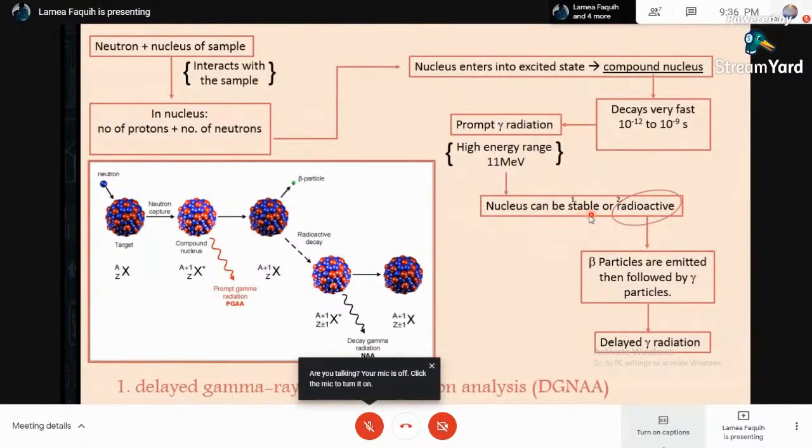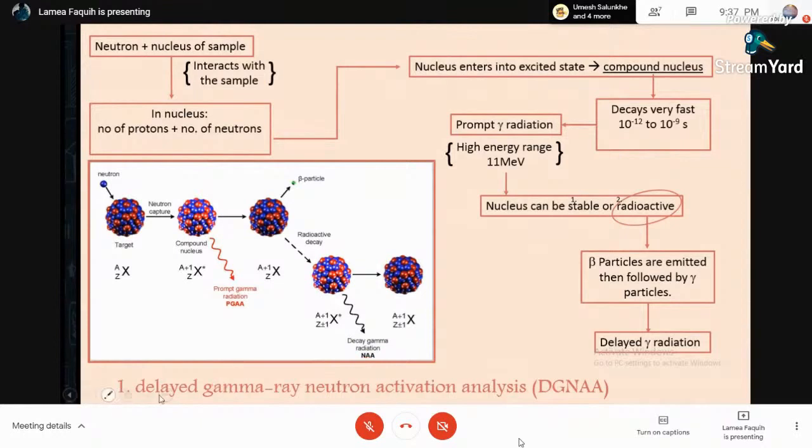Over here, this nucleus can be stable or radioactive. So we saw that if it is radioactive, then I will get my DNAA. But what if it is stable? If it is stable, I will get my prompt gamma radiation. When I was talking about prompt gamma radiation, I told that we can get the measurements during the radiation, right? So that is why this prompt gamma radiation process is in between, and we can get the measurements from here itself. While for decay gamma radiation, the process has to come to a completion. The decay has to be completed.